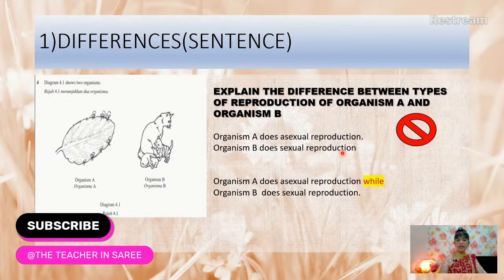Right? So how do you answer this? Okay, organism A does asexual reproduction while organism B does sexual reproduction. The conjunction must be there to connect both sentences. That is how you go about this. When you are doing the differences in the form of sentences, especially in structure questions, always have a conjunction to connect both sentences together. Never use these dots. Dot, dot, wrong. I hope you understand.